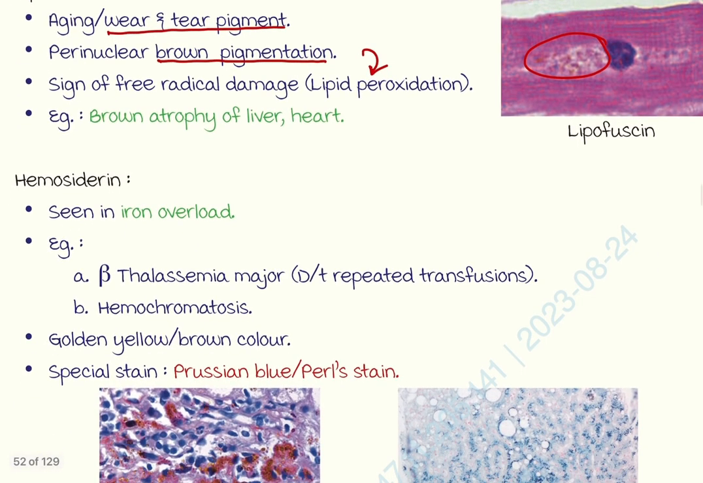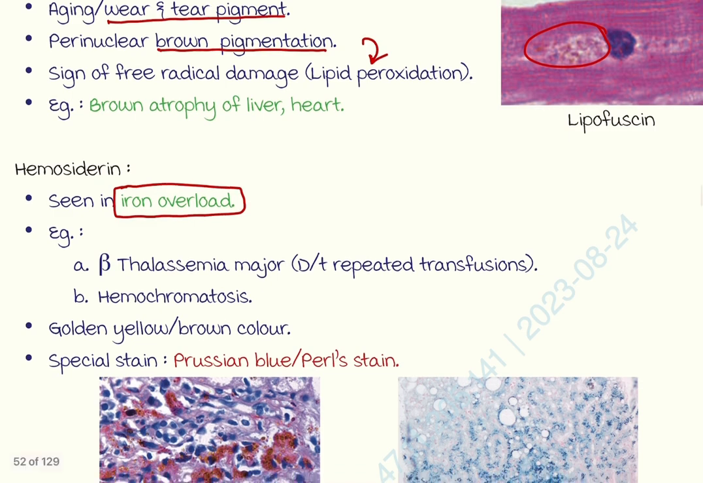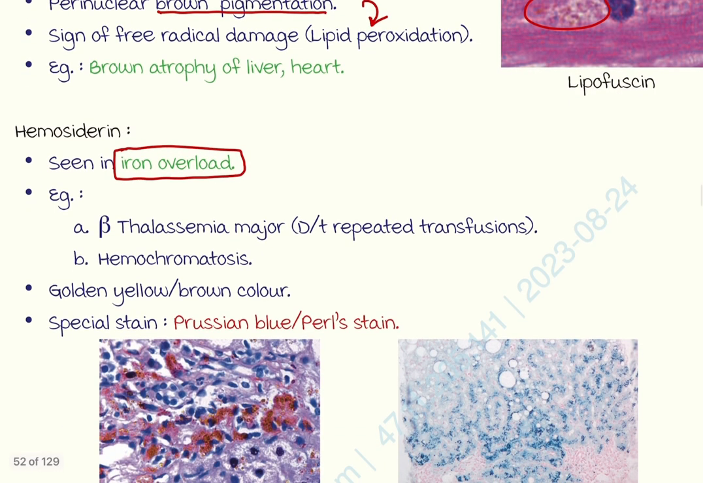Hemosiderin deposition, that is because of iron overload, okay. You will see ferroptosis here also. Now, iron overload conditions like hemochromatosis or beta thalassemia major, because there are repeated blood transfusions, and those patients have a very high risk of getting iron deposition in various tissues. That's why on repeated blood transfusion, their treatment is also adjunct with iron chelators.